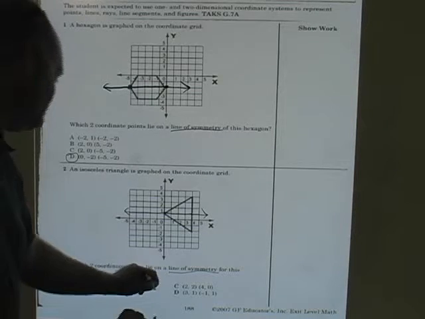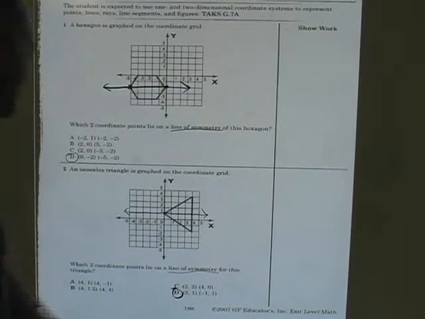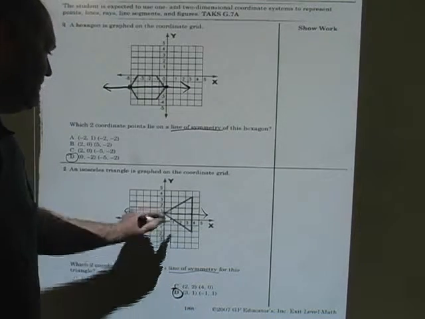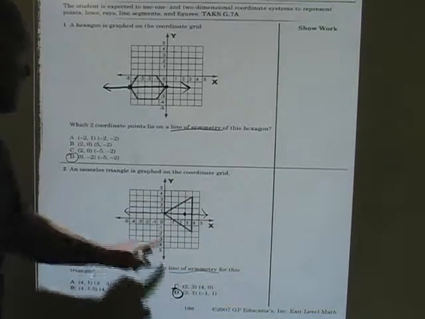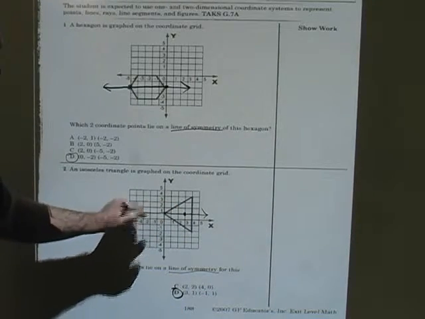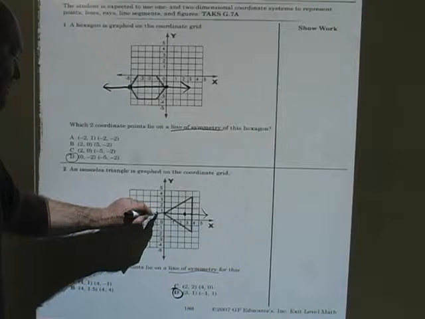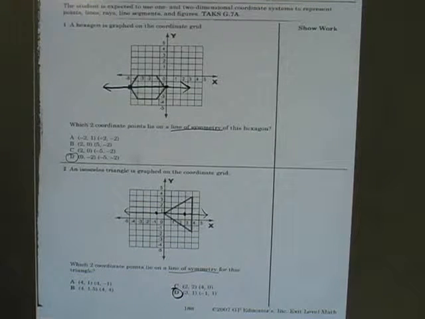And our answer is going to be D. 3, 1 is here. And -1, 1 is here. Those are both on the line.